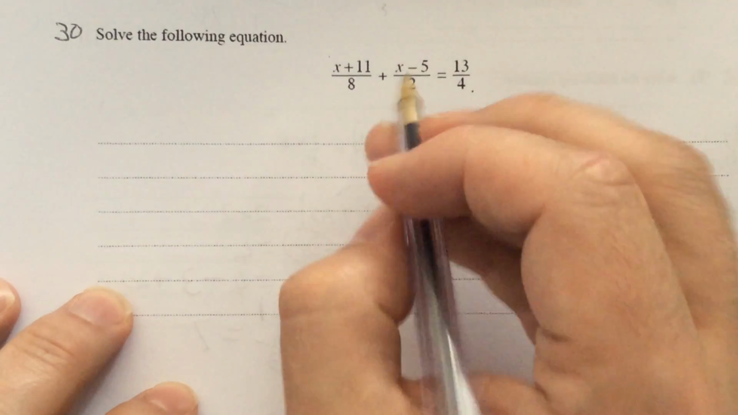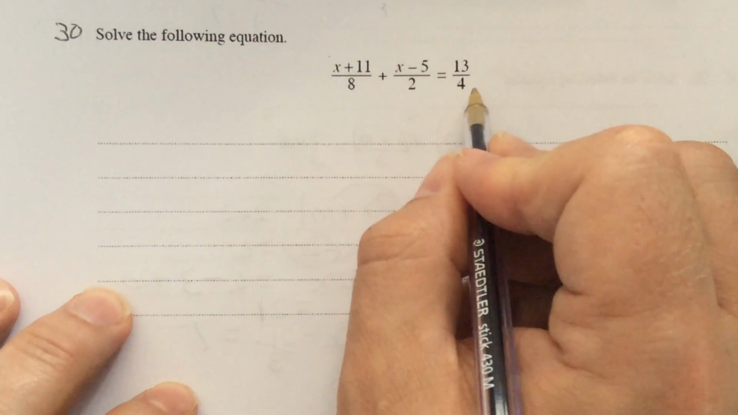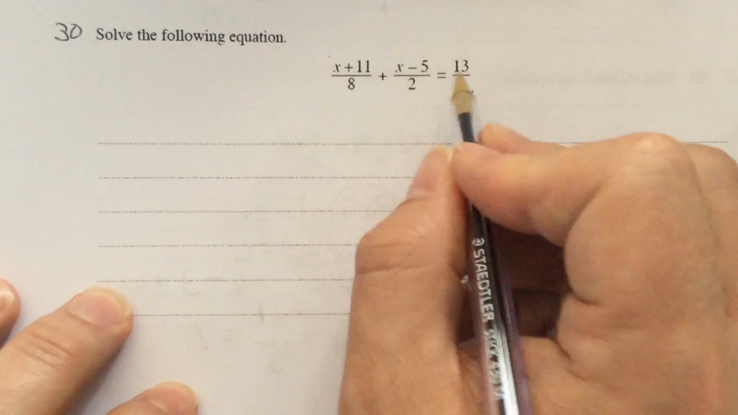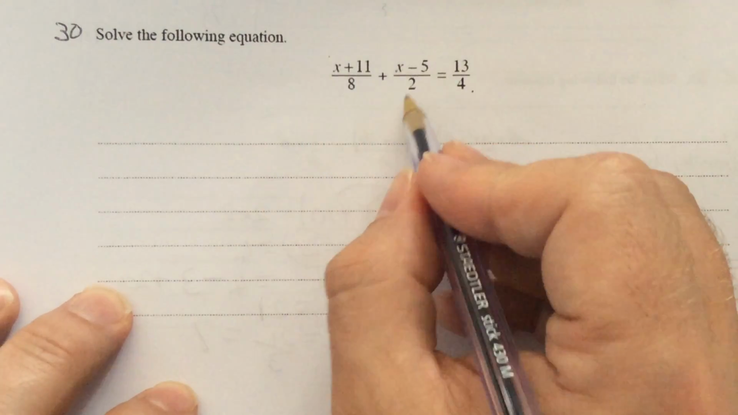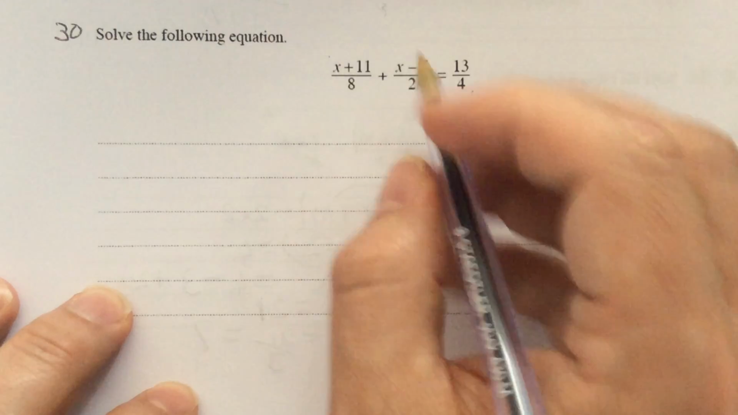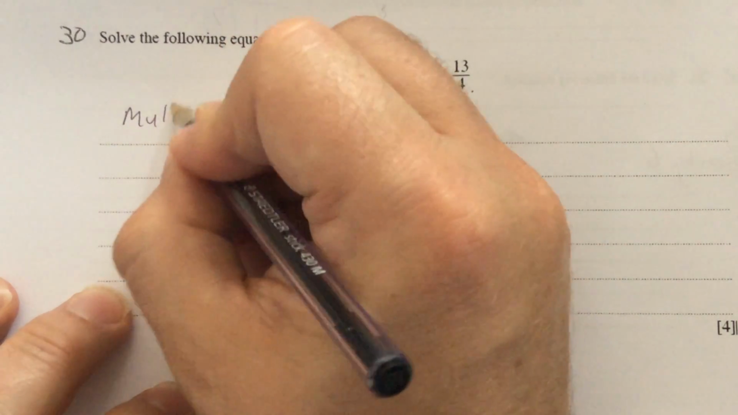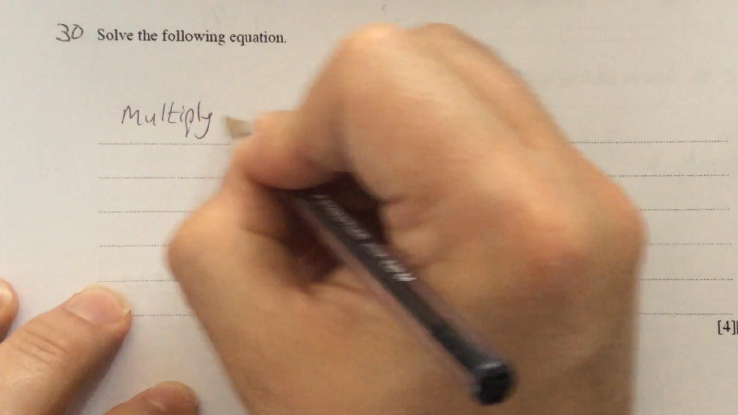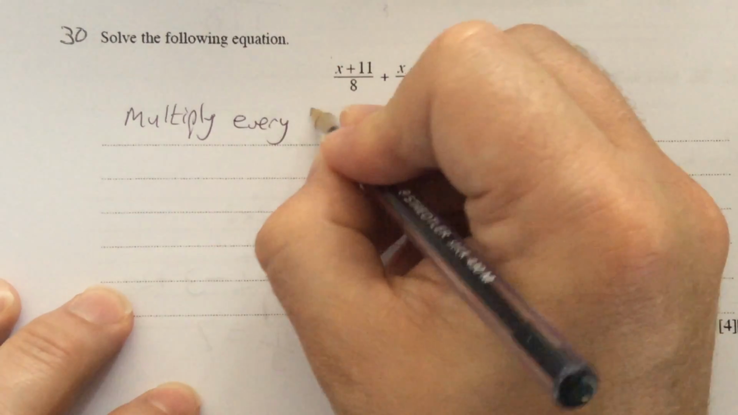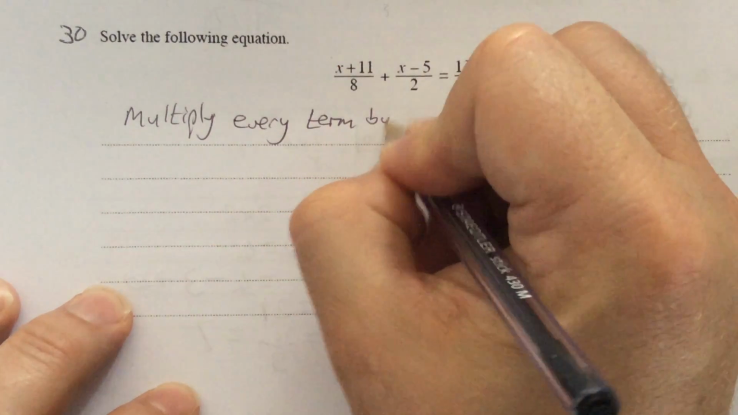Question 30. You look at the lowest number that 2, 8 and 4 go into. So the lowest number that 2, 4 and 8 go into is 8. And what you do then is multiply every term by 8.